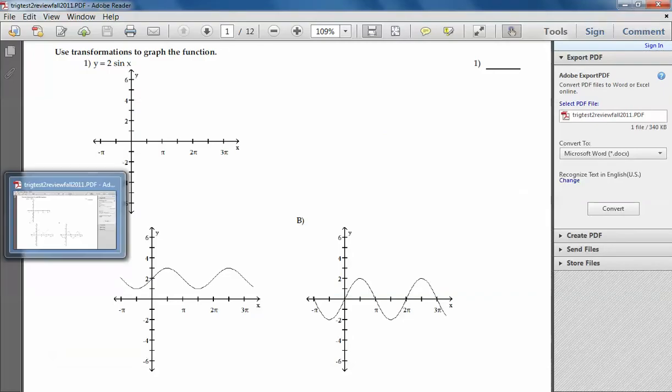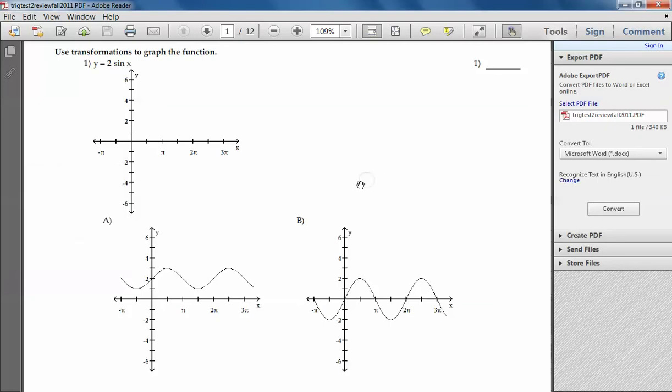So if we're looking at these multiple choices here, the 2 in the front, that adjusts the amplitude. That doesn't move the graph up or down, left or right. That just changes the high point and low point.